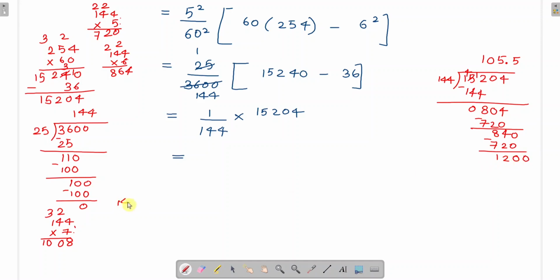then 144 eights are, let us see, 8 fours are 32, and then 8 fours are 32 plus 3 is 35, 8 times 1 is 8 plus 3 is 11. Okay, so 8s are 1152. Okay, so this we will take as the answer, 105.58. Now we have to find the standard deviation.